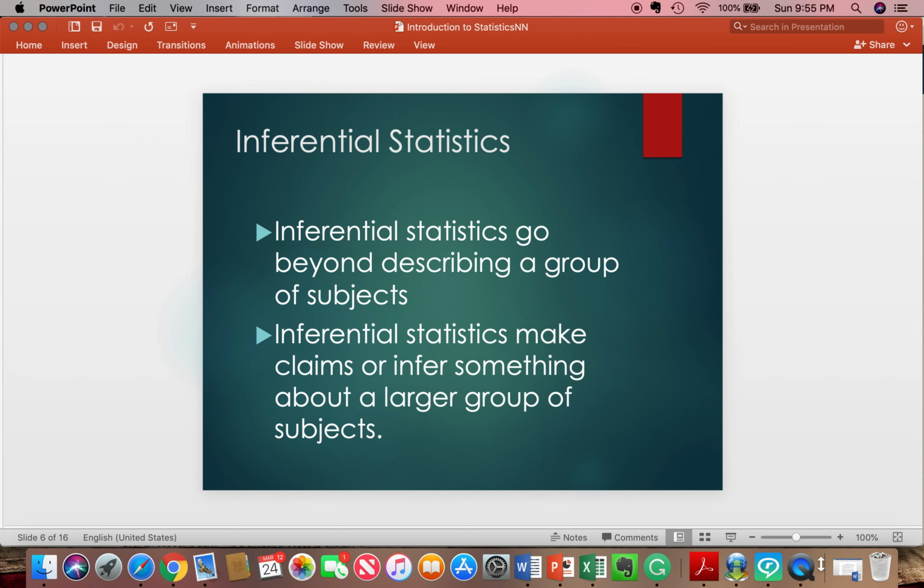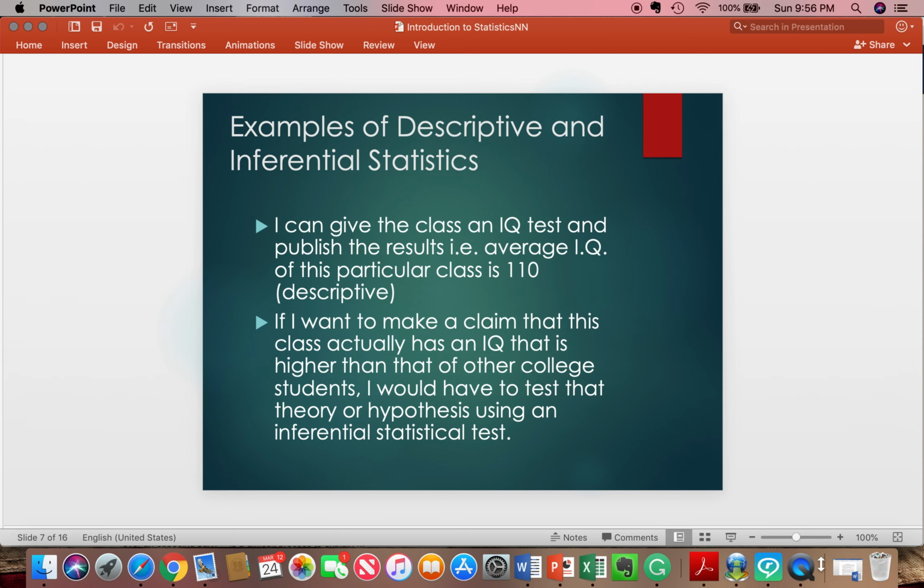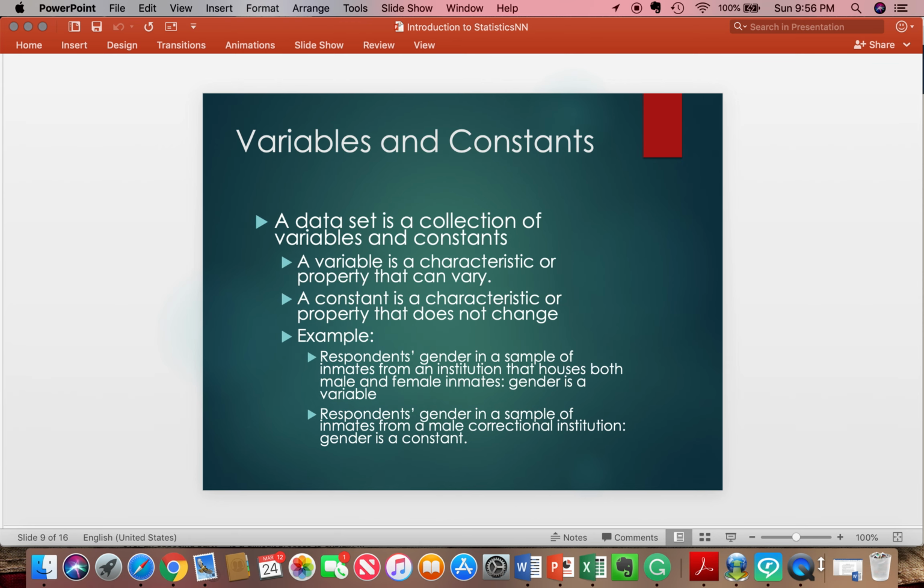Then inferential statistics is where we're going to go beyond the descriptive. Now you're going to make some conclusion or claim about your group: why these people are answering this, why there are so many females, why there are so many males, why there are so many people that land in a certain age group. You're going beyond describing the group and you're making a claim about the group. So that's where we go into inferential statistics. There are some good examples here about an IQ test, or if there is a claim that this class actually has an IQ. So read through that.